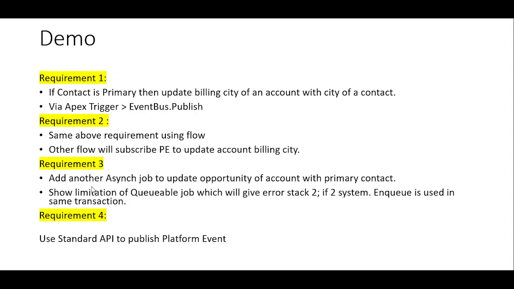The third requirement is that we have a limitation that in one transaction we cannot use two queueable jobs, because we receive an error. We can avoid that limitation with platform events, where we can publish two platform events, and they in turn call System.enqueueJob to enqueue the queueable jobs. In the fourth, we will check how the standard API can be used to publish platform events. So let's jump into the demo.